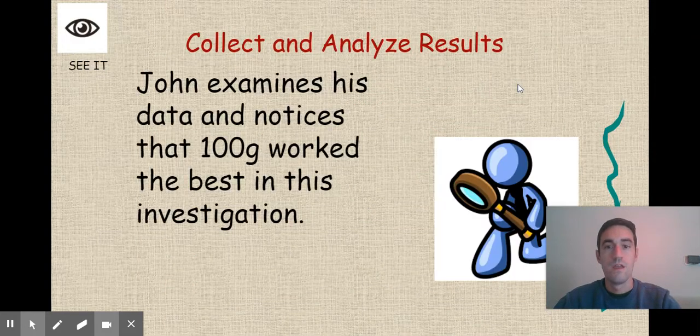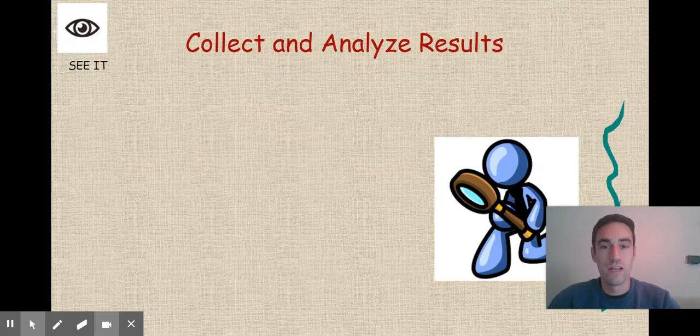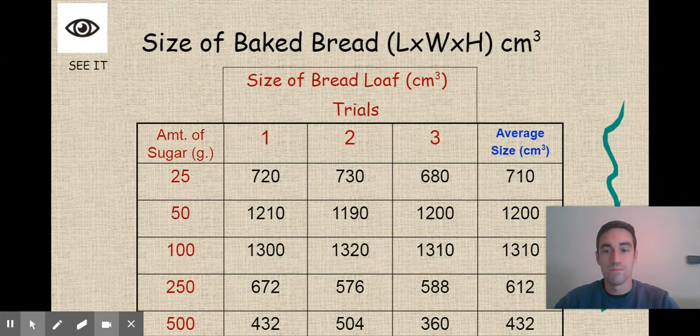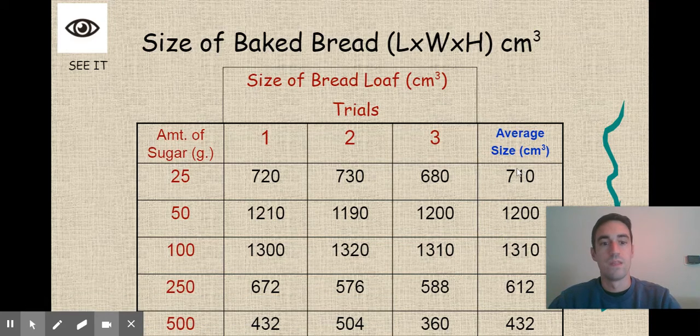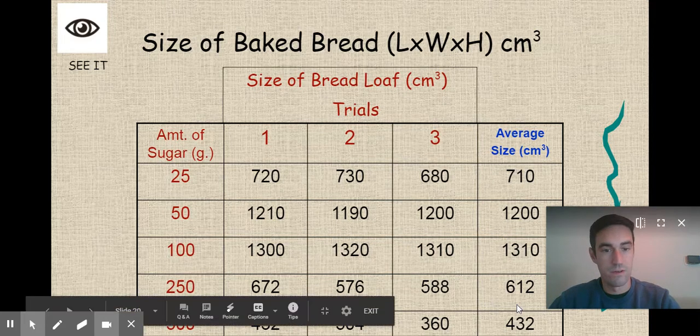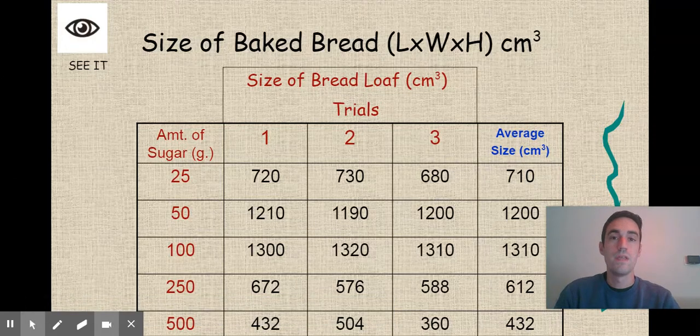All right. What John noticed as he looked at this data is that the 100 grams of sugar worked best. He's trying to make the largest loaf of bread, and if we look back at his table, 100 grams of sugar came out to be 1,310 cubic centimeters on average, which is a little bit bigger than his 50 grams of sugar, then was 25, then 250, and then 500. So more sugar did not necessarily help.